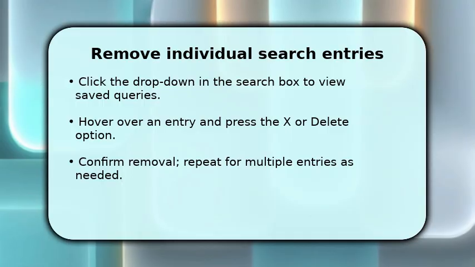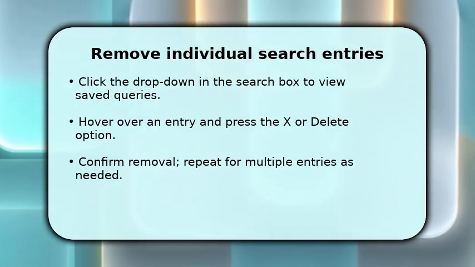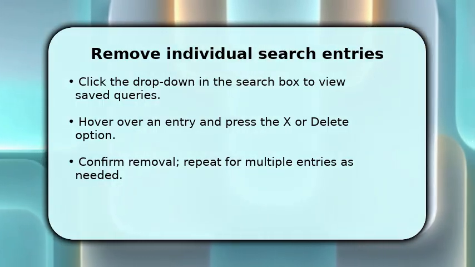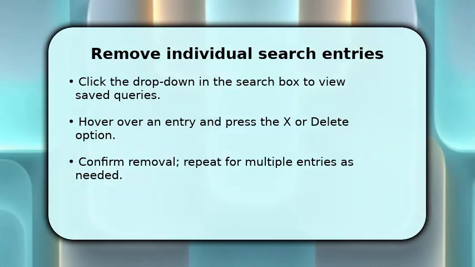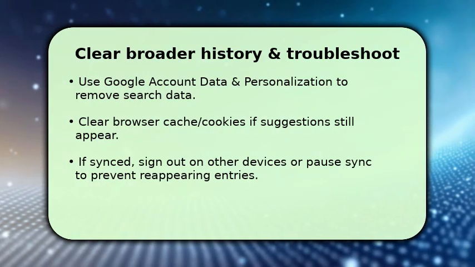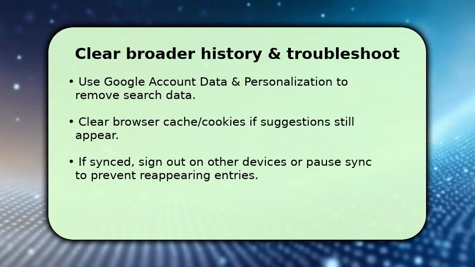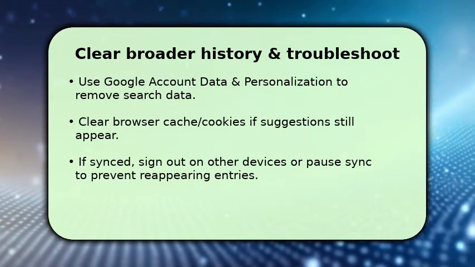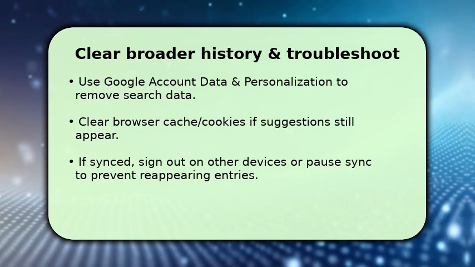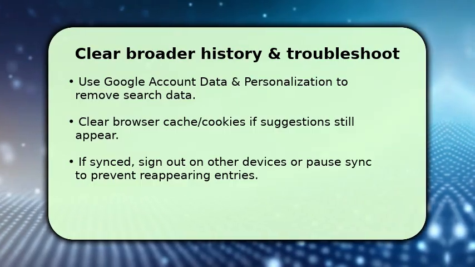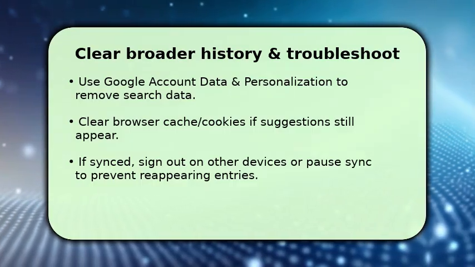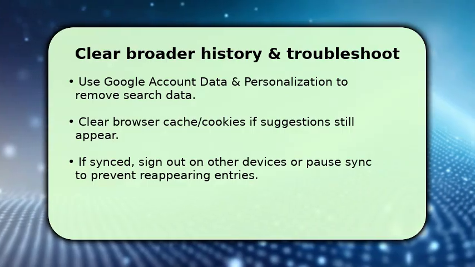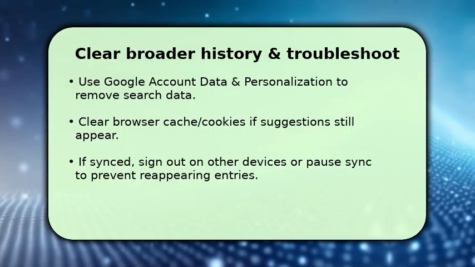If some entries persist, clear your browser cache and refresh Gmail, because local caching can sometimes keep stale suggestions visible. Finish by clearing any broader stored data. Open Google account data and personalization and remove activity related to Gmail search to ensure server-side deletion. Once complete, clear your browser cache and cookies and reload Gmail to eliminate cached suggestions.